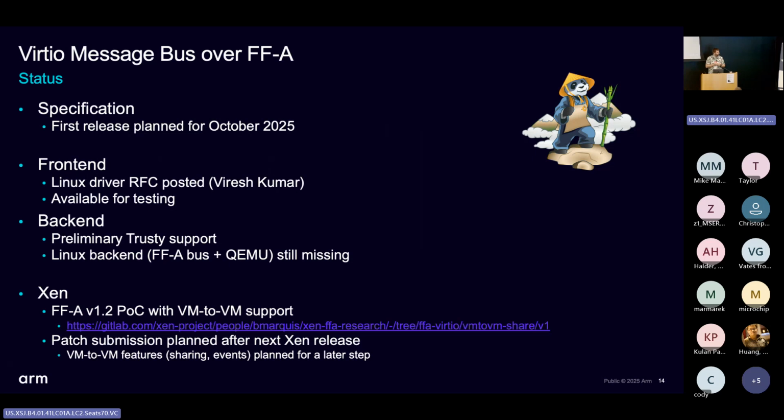On the Xen side of things, the FFA Virtio bus depends on FFA version 1.2. So I have a POC available in my GitLab repository, and the patches will be submitted to the Xen mailing list after the Xen release.